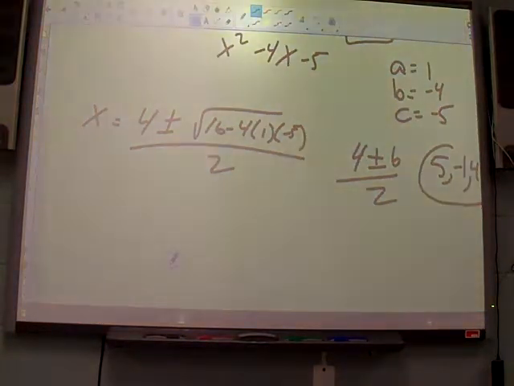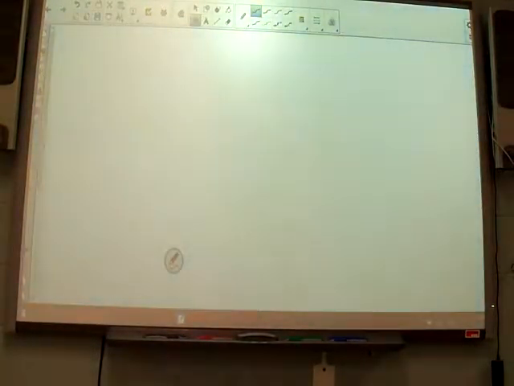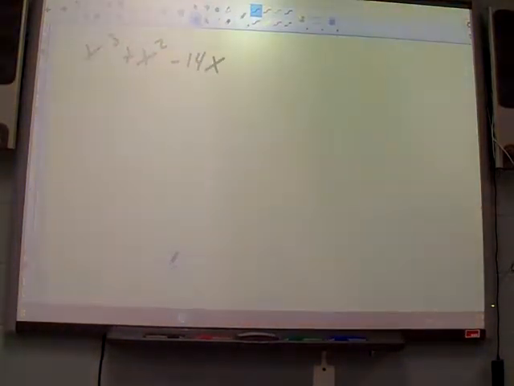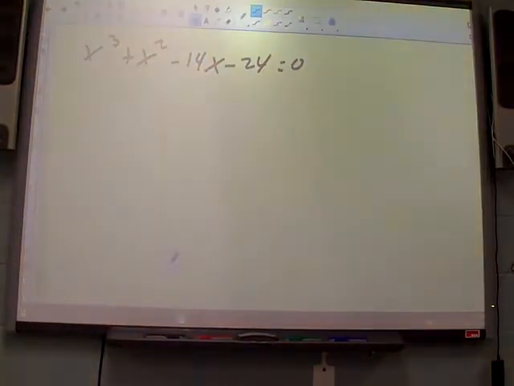Okay, let's try another one of those. I've got x cubed plus x squared minus 14x minus 24. Now, this is what I'm going to do.